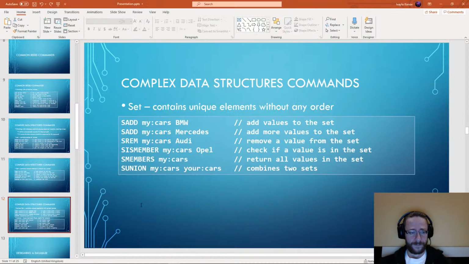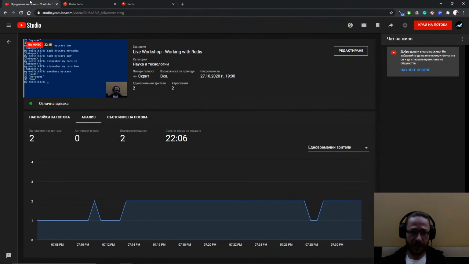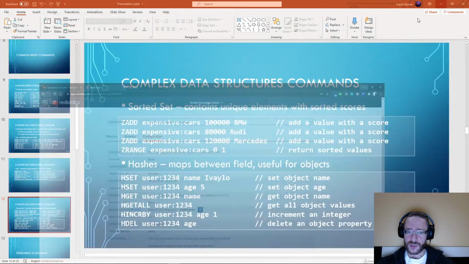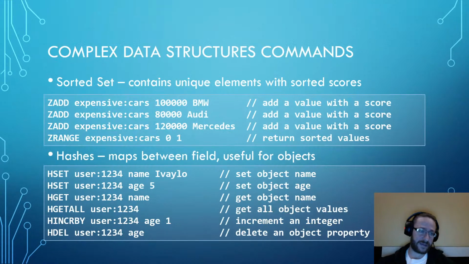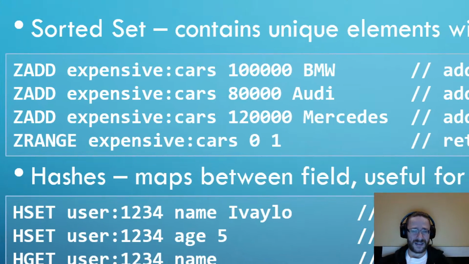Good. Let me see what's happening here. We don't have any questions, so let's continue with the sorted set. We have two more data structures to cover, sorted set and hashes, which basically give us everything which we can do with Redis in a typical web application. So what we have is a sorted set. A sorted set has the same commands as the set, plus some additional ones, and they start with Z.